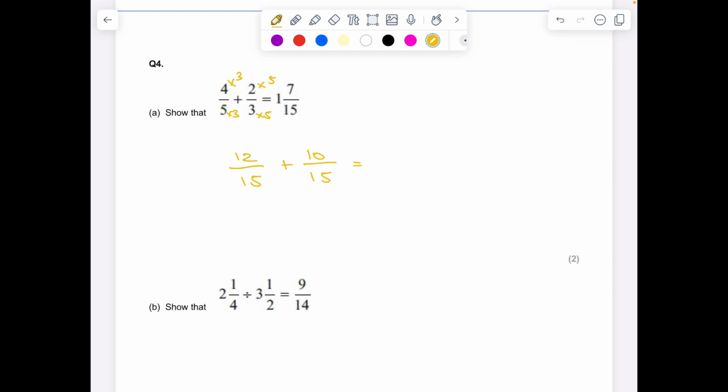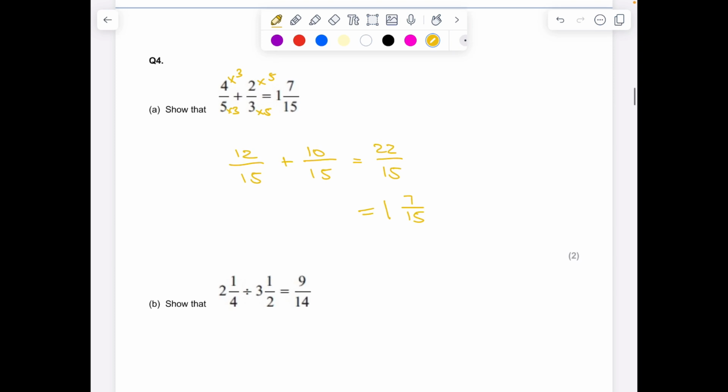This gives me 22, because 12 plus 10 is 22 over 15. Remember, the denominator stays the same. Then you have to say to yourself, how many 15s go into 22? 1, remainder 7. And remember, the denominator stays the same.